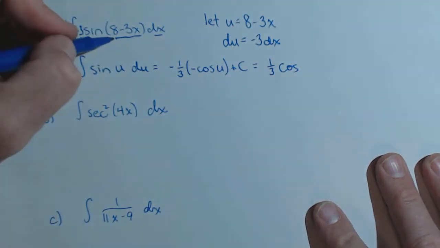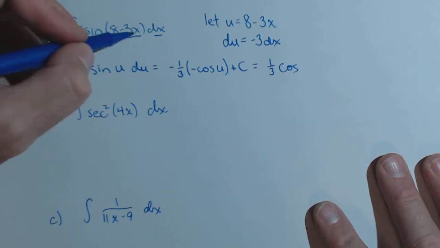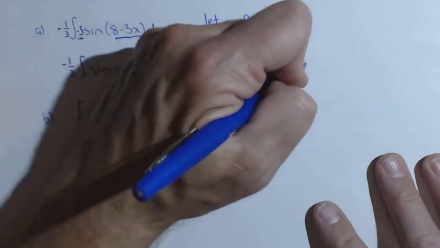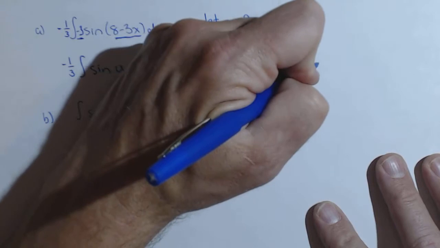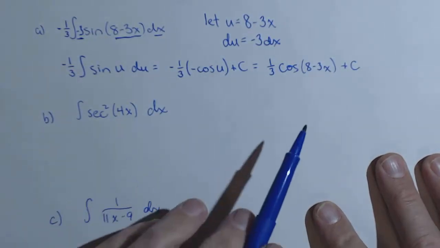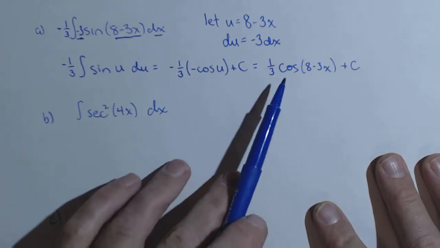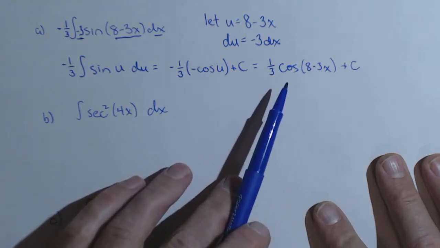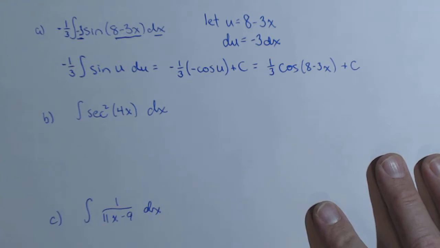Now remember, this indefinite integral started in terms of x, so it should end in terms of x. So we sub back the 8 minus 3x, plus c. And if you want to check this answer, which is a good habit to get into, take the derivative and make sure it comes out to be what you started with originally.